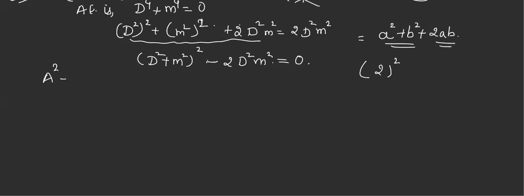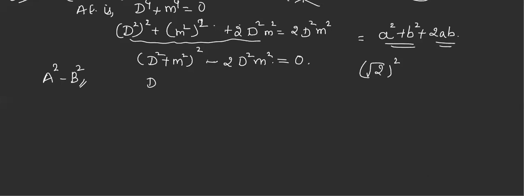See this 2, root 2 into root 2, whole square. Am I right? Can I write my 2 as root 2 the whole square? So if I write it, this becomes a whole square. So I can treat it in the form a square minus b square. What is a square minus b square? A plus b into a minus b. Yeah, this is my ultimate intention.